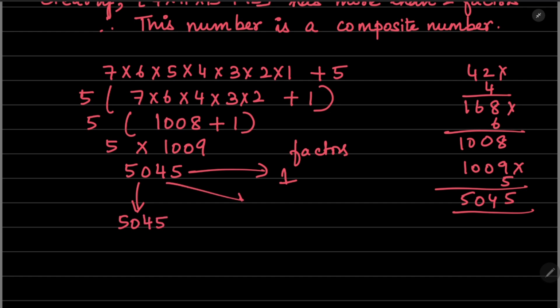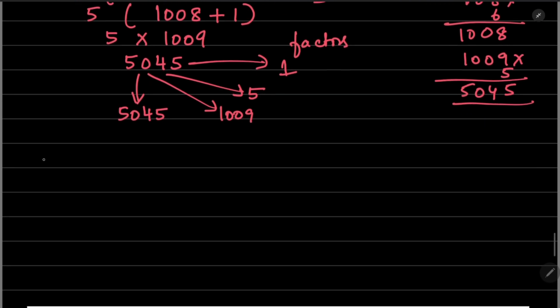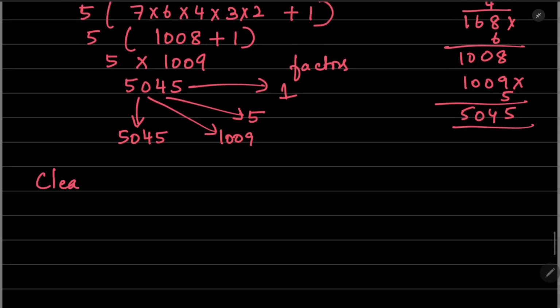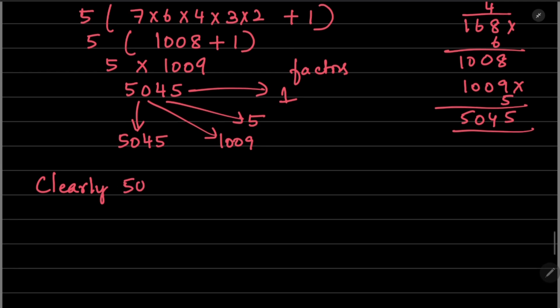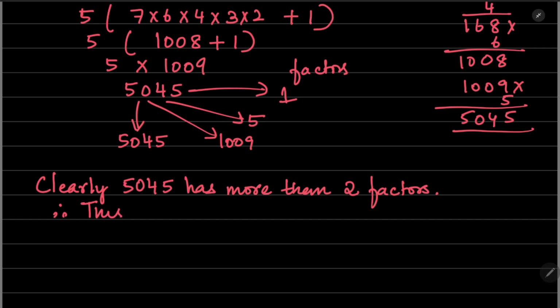5045 is another factor. 5 is a factor. As you can see, 1009 is a factor. Again, you have to clearly state. Okay, so clearly, this expression, 5045 has more than 2 factors, right? Therefore, this number is a composite number. As a composite number, hence proved.